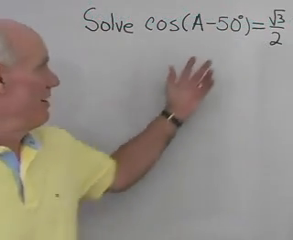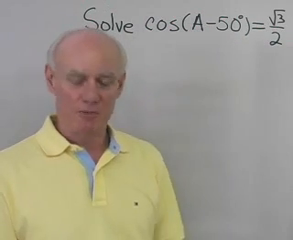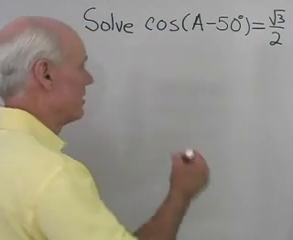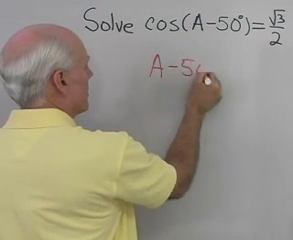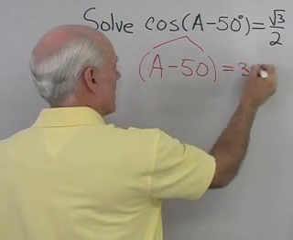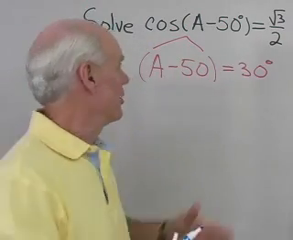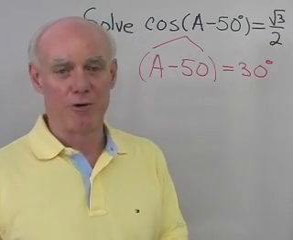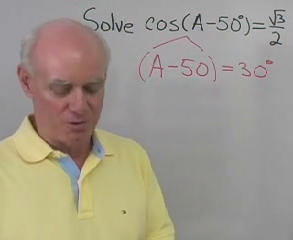Okay, cosine of A minus 50 degrees, that quantity is equal to square root 3 over 2. Well, we know when cosine is square root 3 over 2 that the angle must be 30 degrees, the reference angle. So I'm going to say this, A minus 50 degrees, okay, the reference angle for that is 30 degrees. So the reference angle is 30 degrees. Okay, and then cosine happens to be positive in quadrants 1 and quadrant 4 because cosine goes with the x-coordinate and x is positive in quadrants 1 and 4.